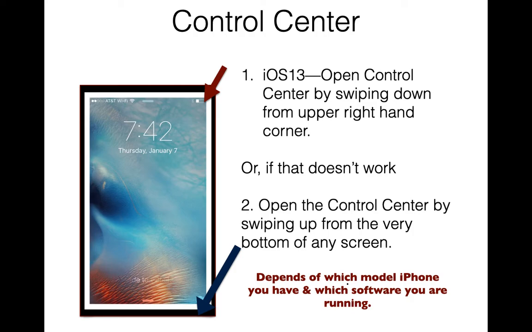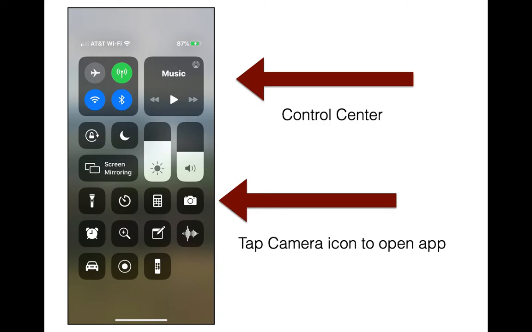Go to the bottom of your screen and swipe up from the very bottom. And you almost have to get down into that black section and swipe up. Again, it depends which model iPhone and which software you are running. But one of these two methods should get you to the control center. And here's a picture of a control center. The control center is simply a fast way for you to access a variety of apps. You can see sort of in the middle on the right is the camera app, and you can just tap it to open.